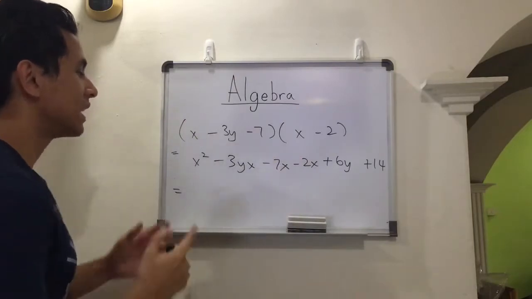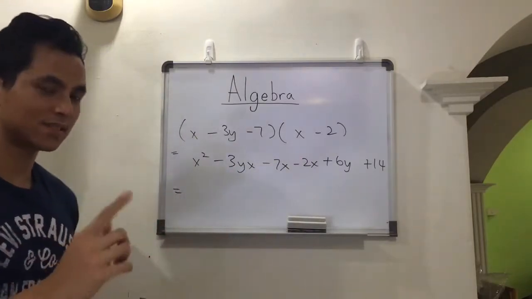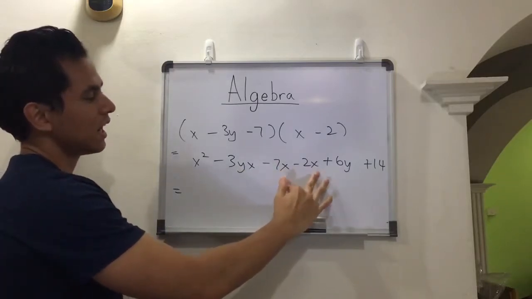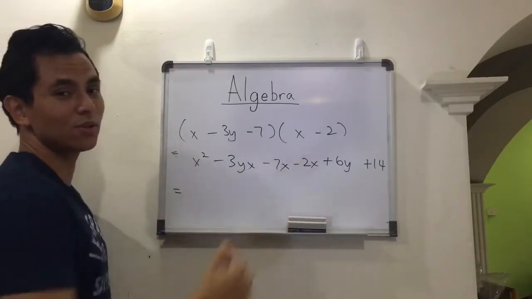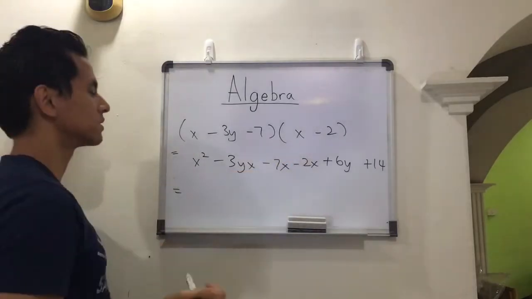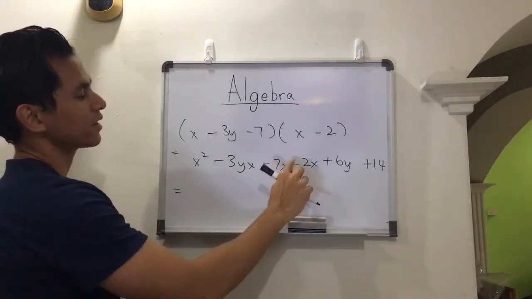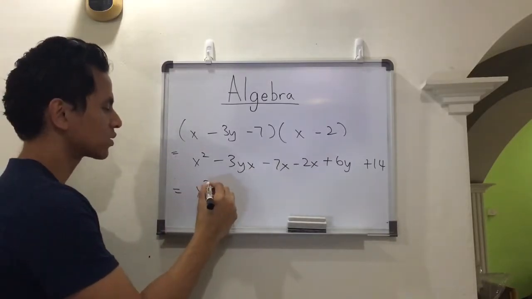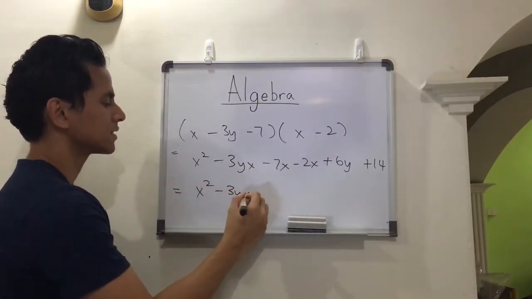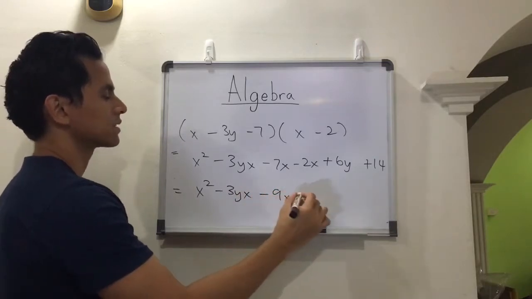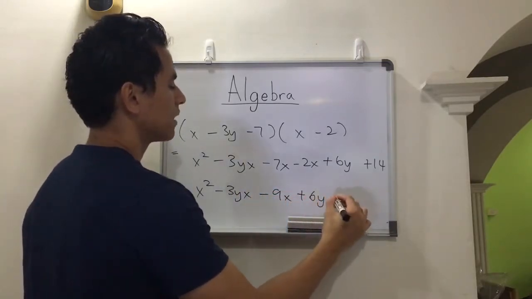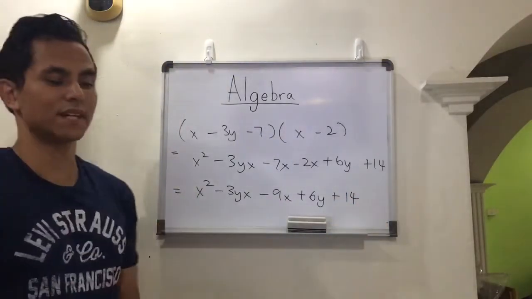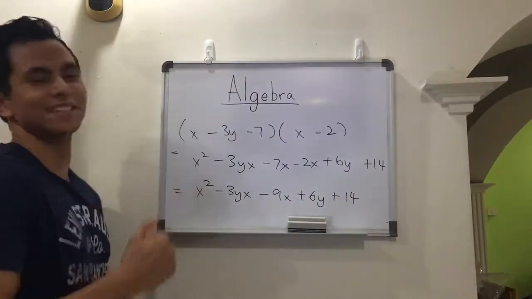Okay, now let's see. Can we simplify anything? Yes, we can only simplify one thing, these two here, minus 7x and minus 2x, because they have the same unknown at the same power. Both are x to the power of 1. So now we simplify as such: x squared minus 3yx minus 9x plus 6y plus 14. So this will be the final answer.